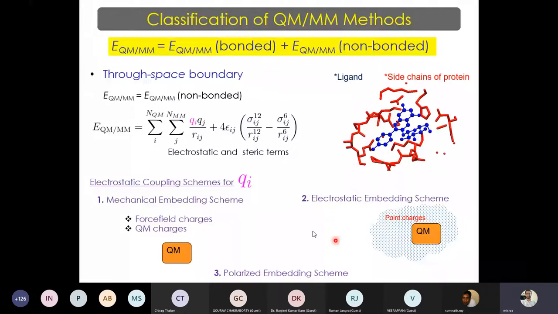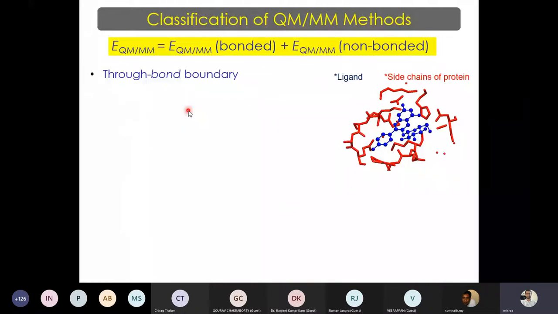All right, so much so far we discussed about the through space boundary, where the QM region and the MM region are separated through space. There is no bond which is linking them. But now suppose I want to introduce a different QM scheme. Suppose for some reason I say that, okay, this part of the ligand is very important, whereas this part of the ligand is not that important. So I want to treat this in molecular mechanics, only this part in quantum mechanics.